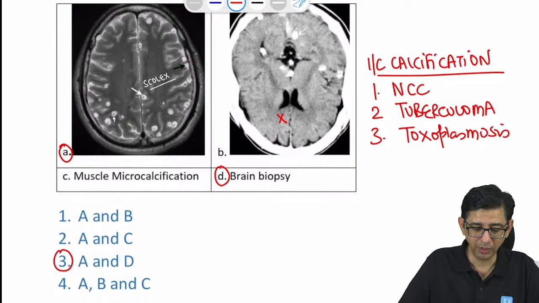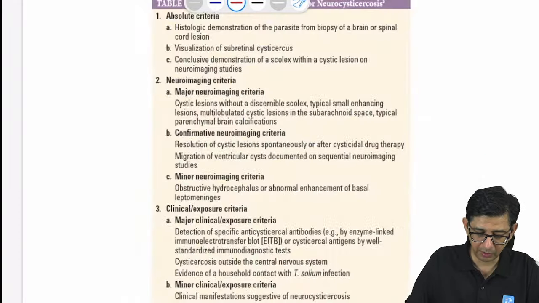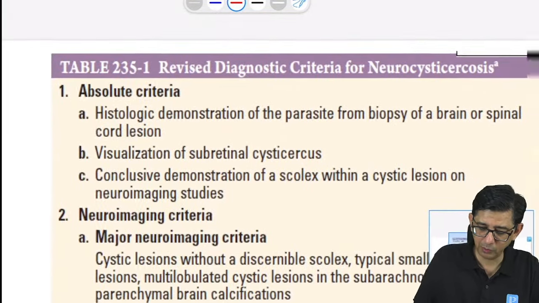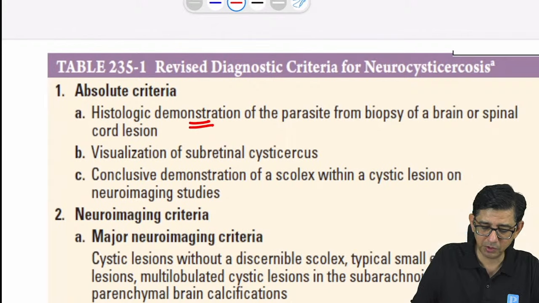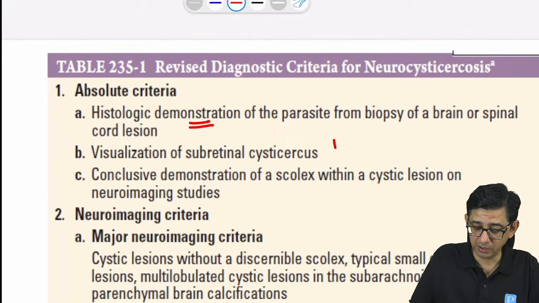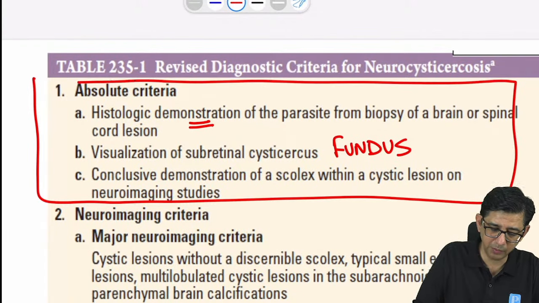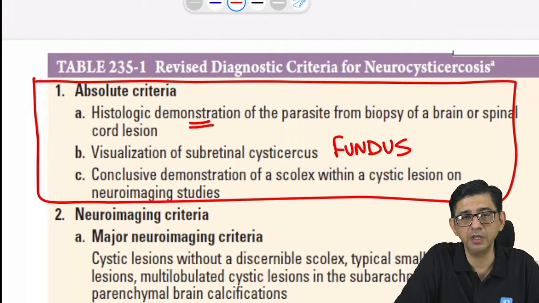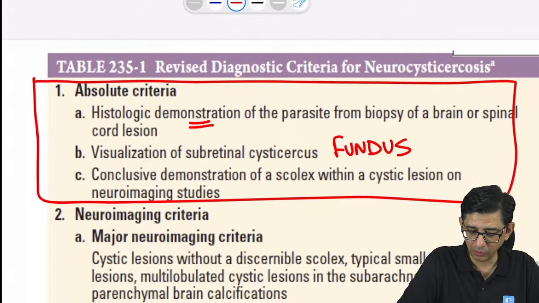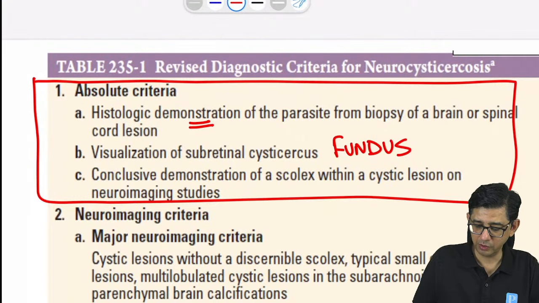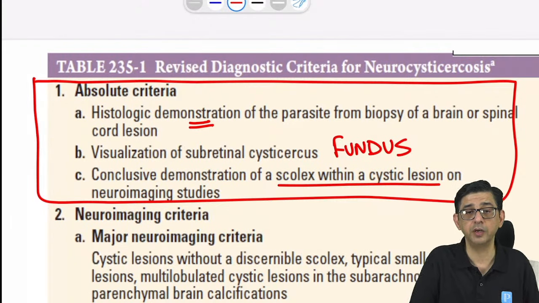Agreed, agreed. But absolute criteria mein to wo yahi word hai na, absolute criteria yahi hai. Jo absolute criteria hai na, usme wo kehta hai histological demonstration of the parasite, ya fundus examination karo. Yahi to samjhana tha aapko ki bhai ye jo absolute criteria puch raha hai wo dead person mein karenge. Main manta hu ki badi practical si baat nahi hai. But the absolute criteria are asking for demonstration of the parasite from the brain or the spinal cord lesion in the patient, or a fundus examination, or a demonstration of scolex within the cystic lesion. So these are the three which I have basically described before.